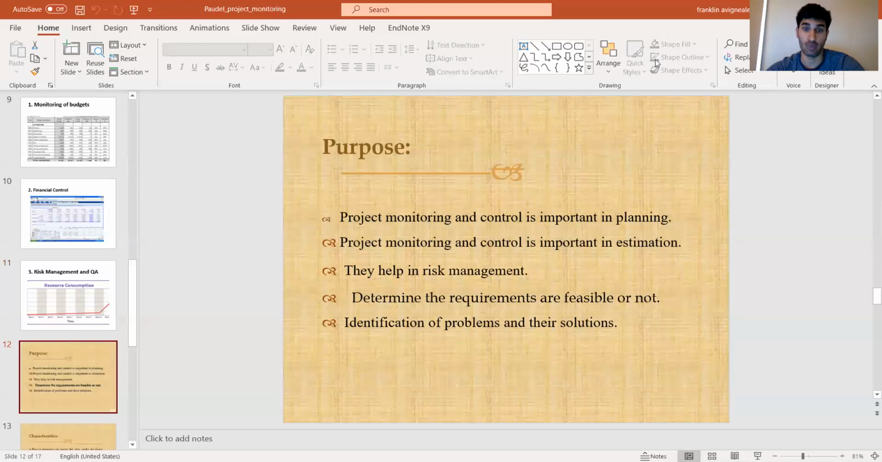And the next is purpose. The main objectives of monitoring and controlling: it helps in planning of a project, and helps in estimation, like budget estimation, cost estimation, or time estimation. We have to estimate lots of things in a certain project before commencing the project. So monitoring and controlling helps in the project works that need to be done before or after, helps in risk management, determines whether the requirements are feasible or not, and identifies the problems and their solutions.